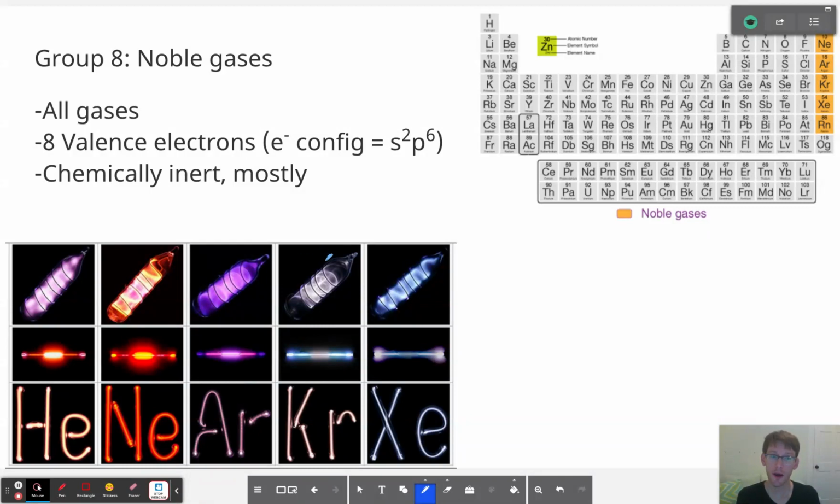Anyway, this is a nice introduction to several of the groups of the periodic table, and the organization of the periodic table.